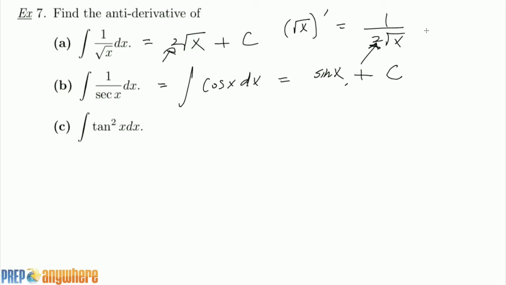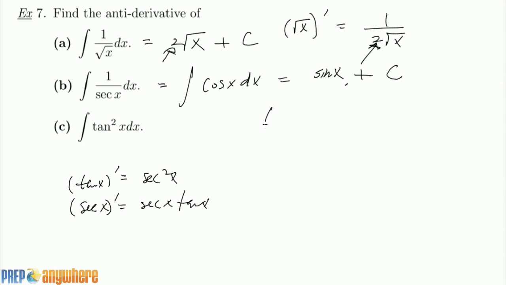Alright, can you think of a derivative for tangent squared x? So the derivative of tangent is what? Secant. Right? So look, from my derivative, I don't see something that turns into tangent squared x. There isn't one.